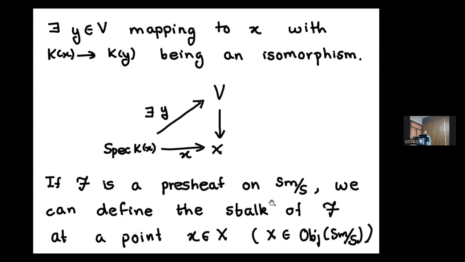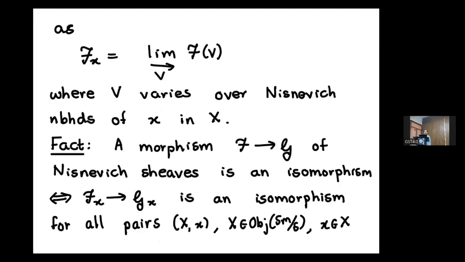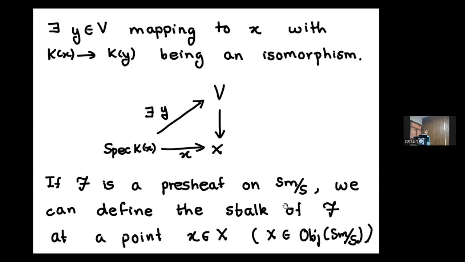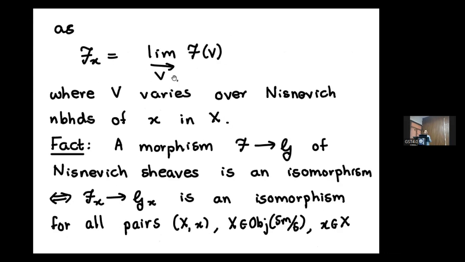So then, if I have a presheaf on this category of smooth schemes over S, I can define the stalk of F at the point x. Basically, in my entire site on the category of smooth schemes over S, I'm picking out one particular variety. On that variety, I'm picking out one particular point, and over that, I'm going to vary my Nisnevich neighborhoods. And so I can define the stalk in the usual way. Just take the inverse image limit over V, where V ranges over the Nisnevich neighborhoods of x.